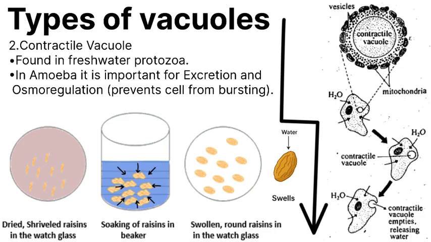It also maintains the osmotic balance, and without it, it is impossible for the amoeba to survive in fresh water. Amoeba would die without it. So this is the diagram which beautifully explains how osmosis works using raisins, or kishmish in Hindi. So if any of you students are still confused, then look carefully this time.